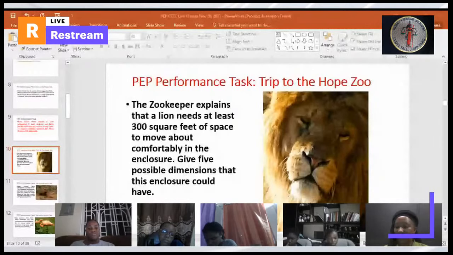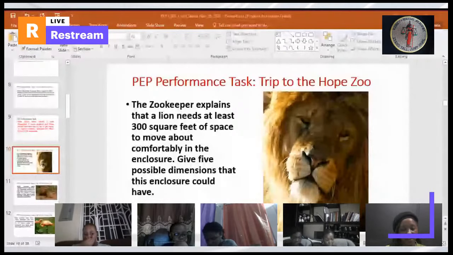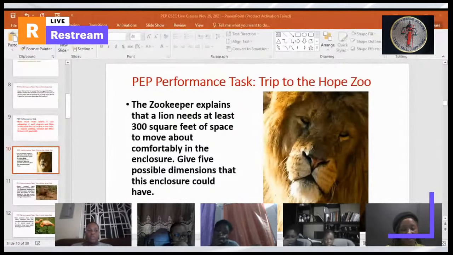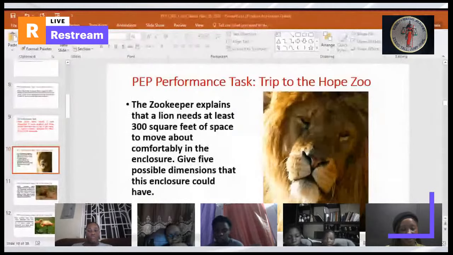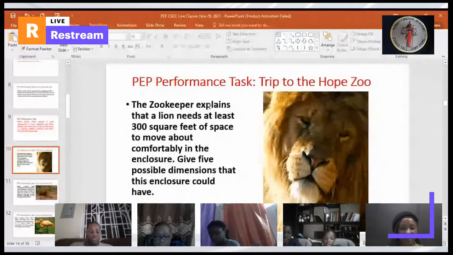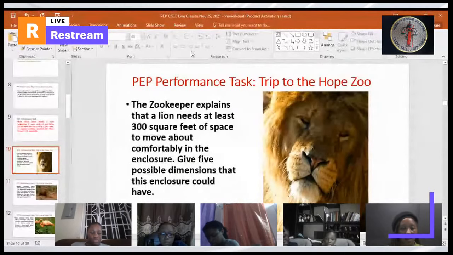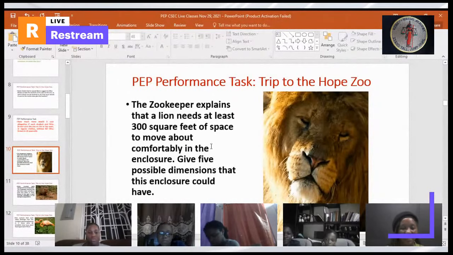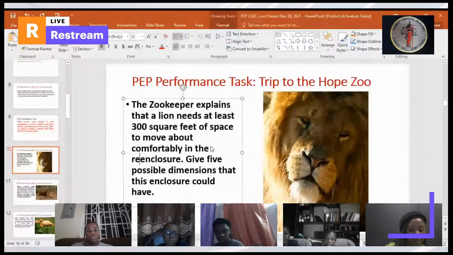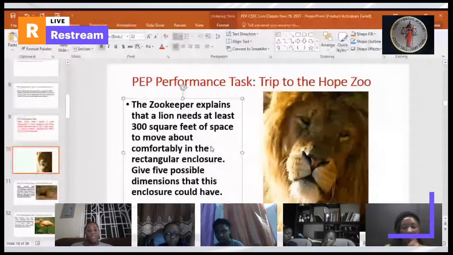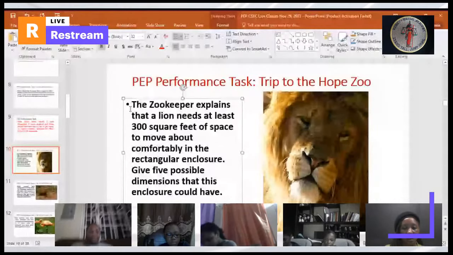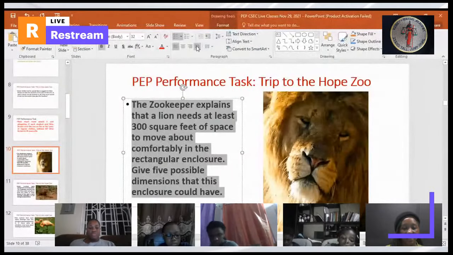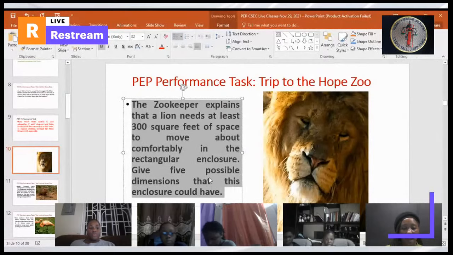All right, so let me hear some dimensions that the enclosure could have. Let me narrow it down. Let me say this is a rectangular enclosure, right? So it's a rectangular enclosure. Possible answers, some possible dimensions.